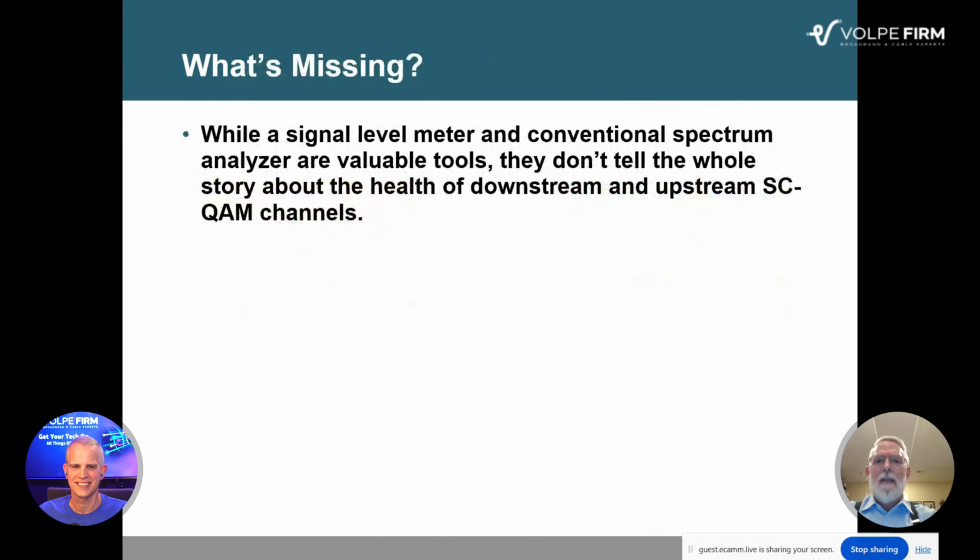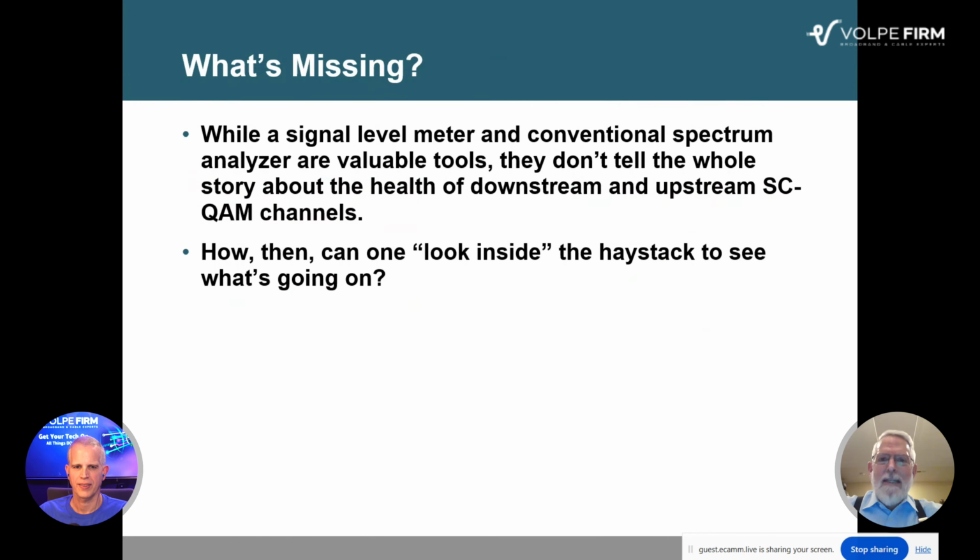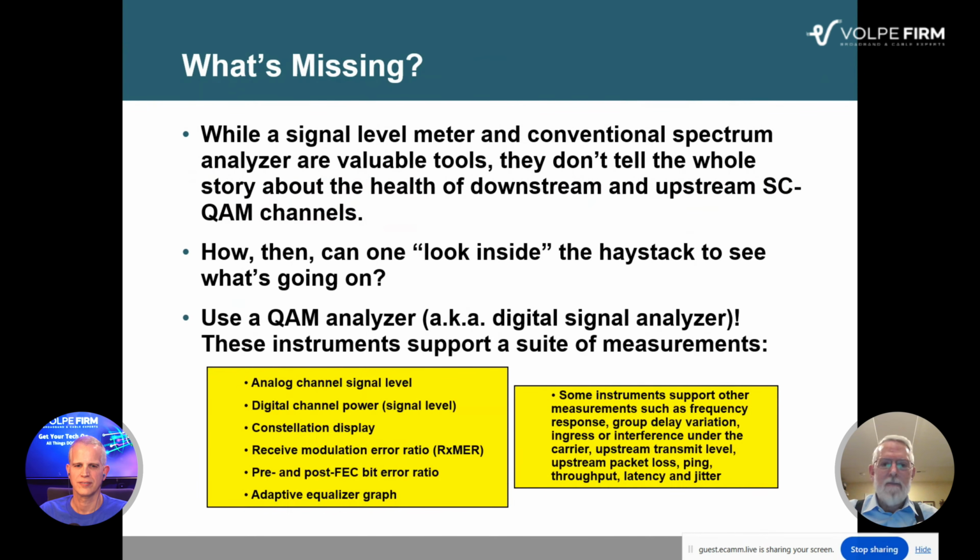So the signal level meter and a regular spectrum analyzer are valuable tools. I mean, we've been using them for decades in our networks, and they are extremely important tools. But they don't tell everything that's going on in that SC-QAM channel, whether it's downstream or upstream. They tell part of the story, but not the full story. So what we need to do is have a way to look inside of that QAM haystack and see what might or might not be amiss.